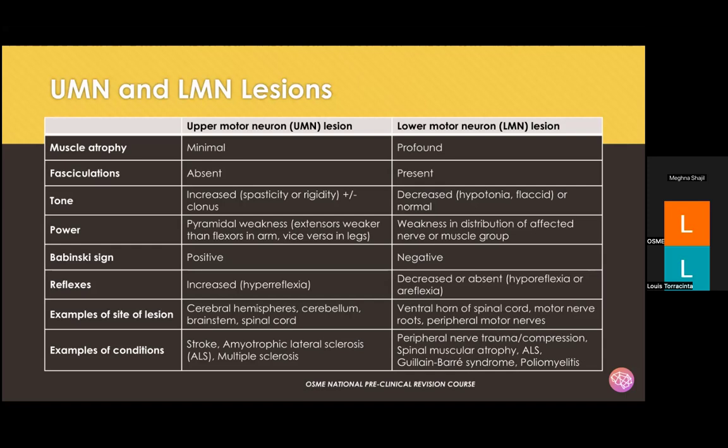You're going to have pyramidal weakness, which means your extensors are going to be weaker than the flexors. And you're going to have certain signs, such as the Babinski sign. Again, we'll talk a bit more about that. That's going to be positive. Your reflexes are increased as well. So everything is kind of up.